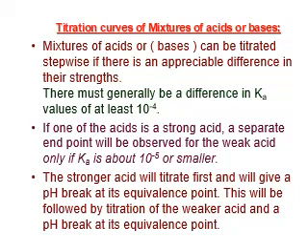Okay? In this case, the stronger acid, as we said, is either a strong acid or a weak acid whose strength is relatively higher than the other one in the mixture. The stronger acid will titrate first and will give a pH break at its equivalence point. This will be followed by titration of the weaker acid and a pH break at its equivalence point.